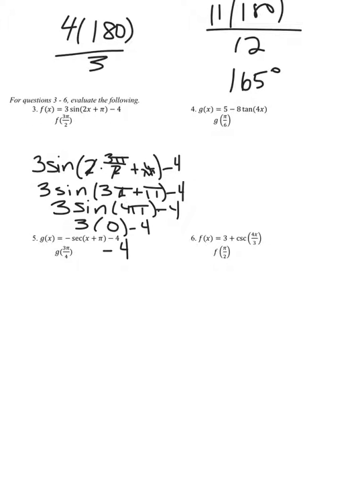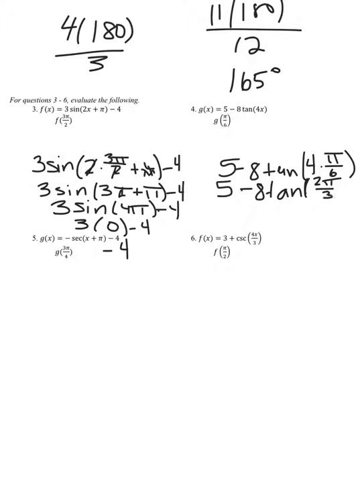For number 4, we're going to plug in pi over 6. So this is going to be 5 minus 8 times the tangent of 4 times pi over 6. So this is 5 minus 8 times the tangent. This cleans up to become 2 pi over 3, which is a special angle because pi over 3, again, is 60 degrees.